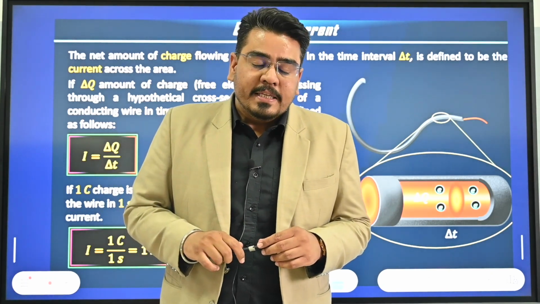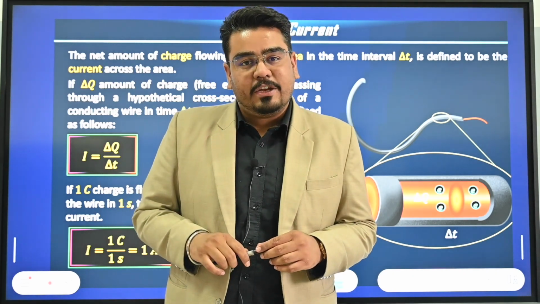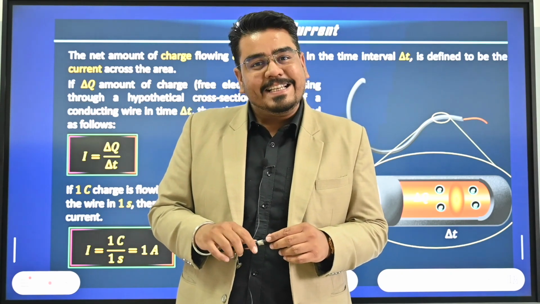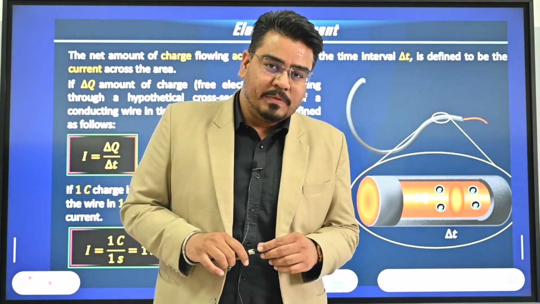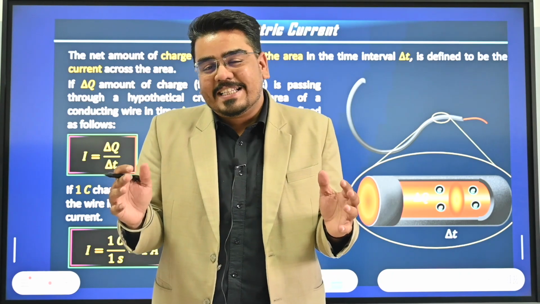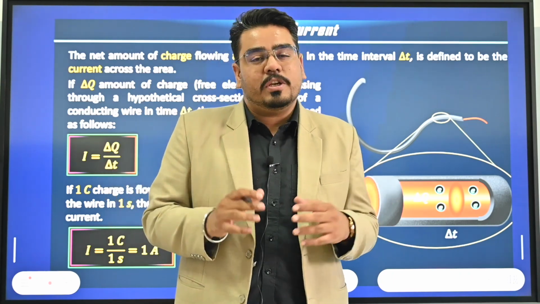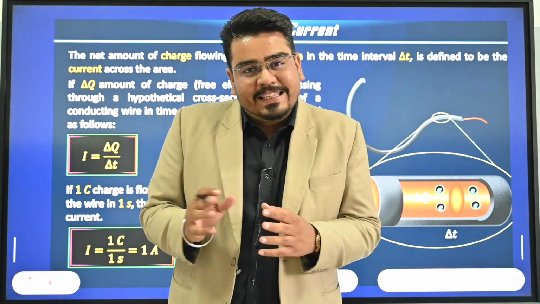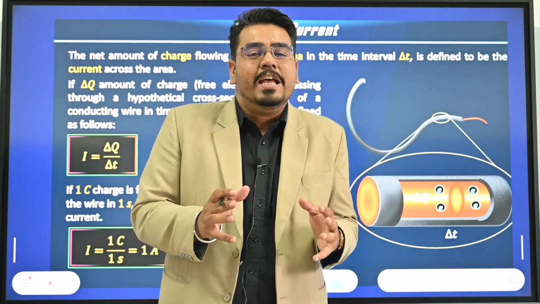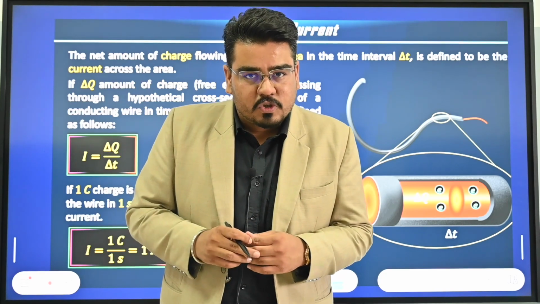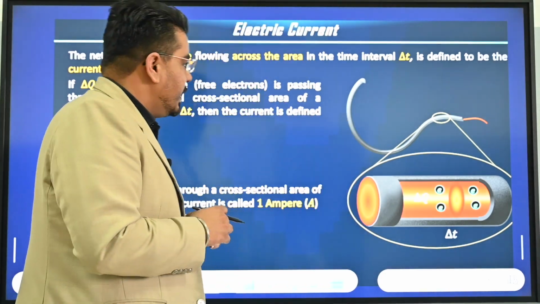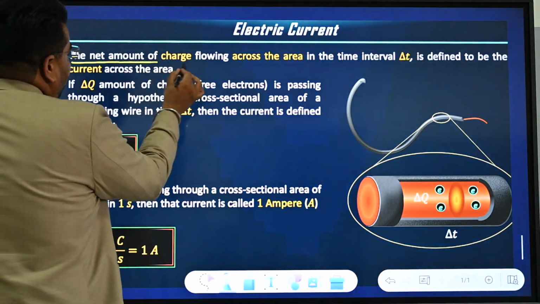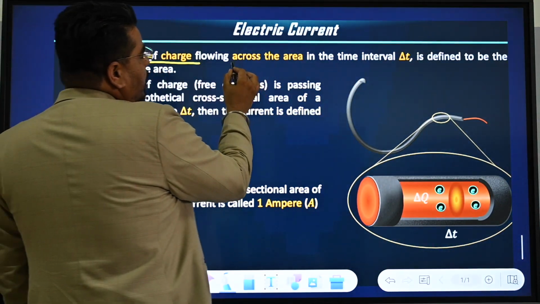Now, starting off, the very first topic that you guys are introduced to when we start the chapter electricity is current, electric current. So we have to understand what exactly this term electric current means in physics. I have the definition with me. I'll go through it and then we'll proceed further to understand how the question can be framed from this. First and foremost, what is electric current? The electric current is defined as the net amount of charge flowing across the area.